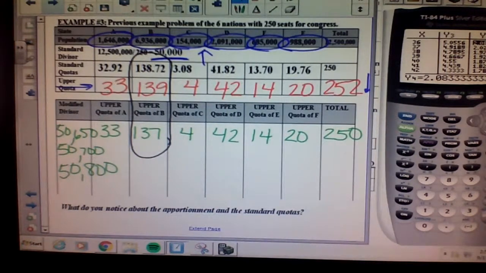So what do you think Jefferson's method could have caused? Upper quota violations. Okay, so it's always opposite of what you use. If Jefferson's method is based off of lower quotas, it can cause upper quota violations. Because Adam's method is based off of upper quotas, it can cause lower quota violations. So it's just the opposite. It's always the opposite.